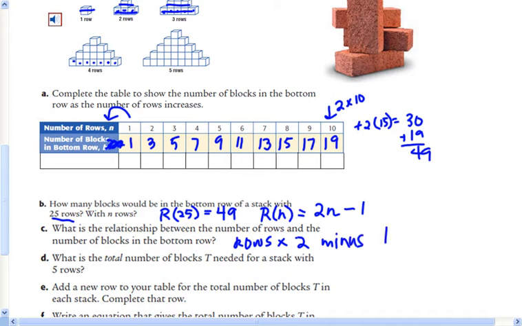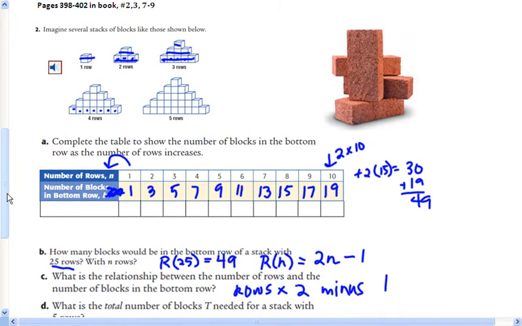All right, now let's talk about something else. What is the total number of blocks T needed for a stack? So notice we were just talking about how many are in the bottom row. Now we're going to talk about adding them all up. So with one row, there's 1 block. So this is the total blocks now. So add that column or that row to your table here. And our total is 1 after that, so we're just counting the blocks.